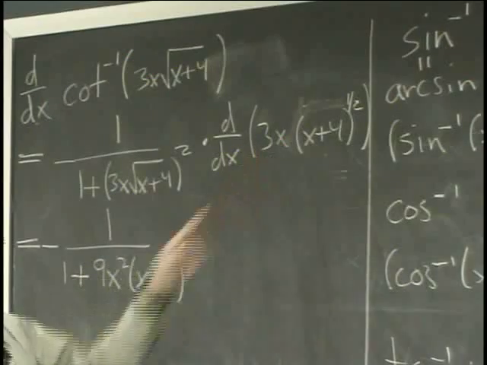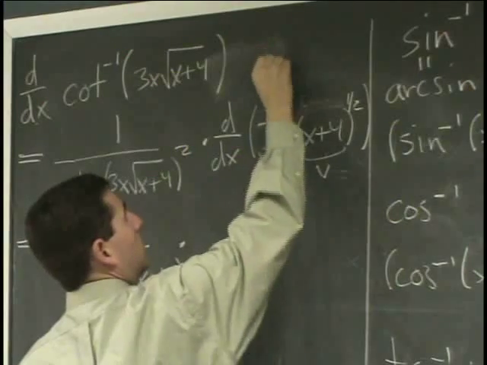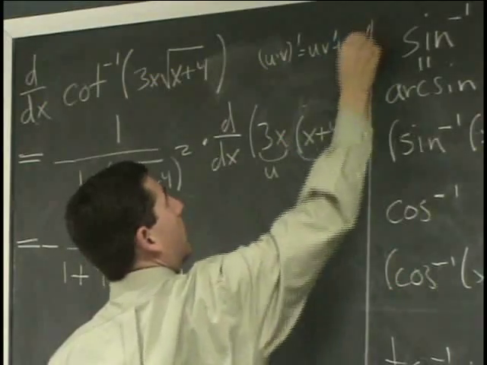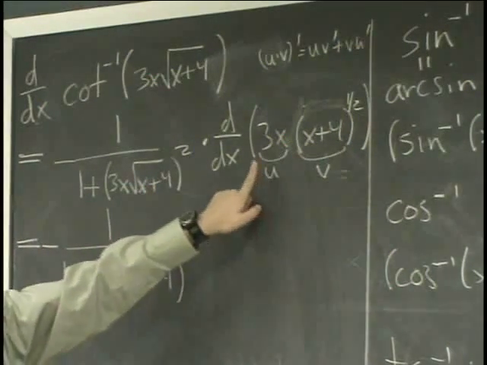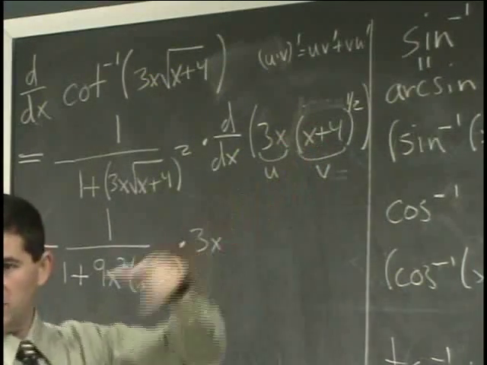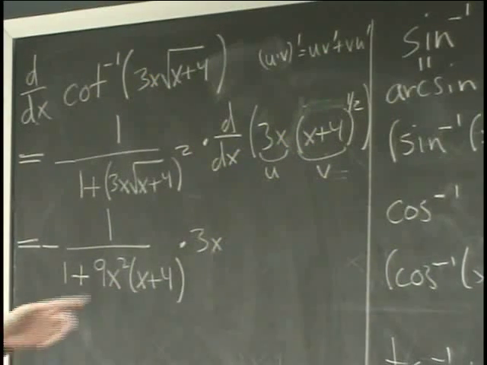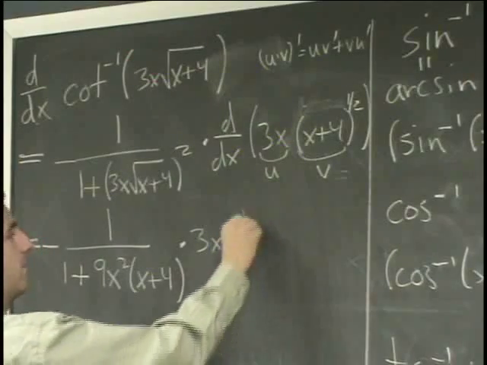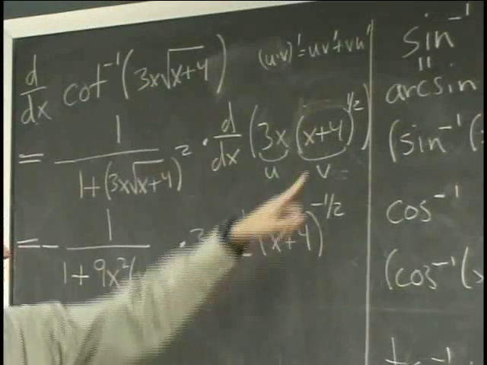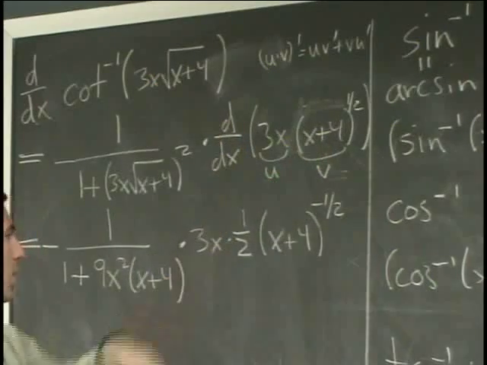Okay, so let's see. We'll make this our first function. That'll be our u. That'll be our v. All right, and remember the product rule: uv prime is u v prime plus v u prime. So let's see. 3x times the derivative of x plus 4 to the 1/2, which is, we have to use the chain rule and the power rule here. 1/2 x plus 4 to the minus 1/2 times the derivative of x plus 4. But what's the derivative of x plus 4? 1. Just 1. We don't worry about that.